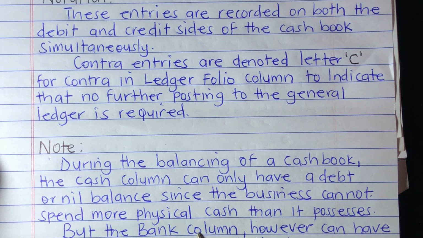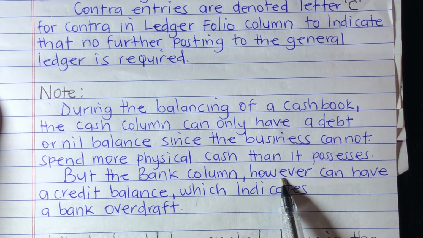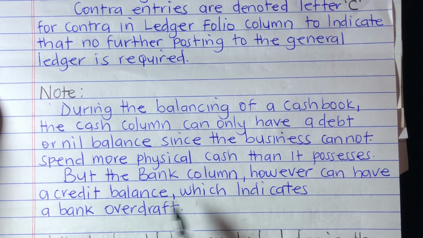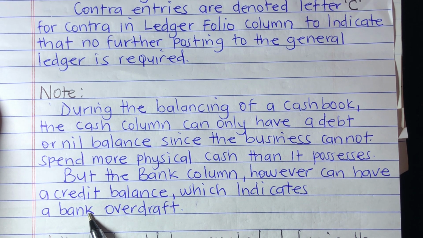Then we have this note also: the bank column can, however, have a credit balance, which indicates it is a bank overdraft. The bank can have a credit balance because of, let's say, a bank overdraft. I've discussed the common words used in accounting, like bank overdraft. A bank overdraft just means the extra money the bank gives you more than what is on your account.